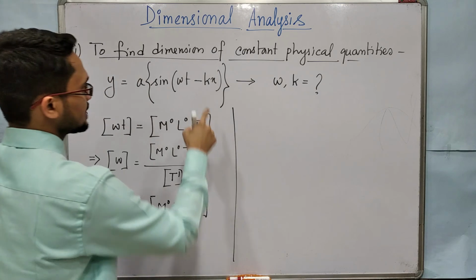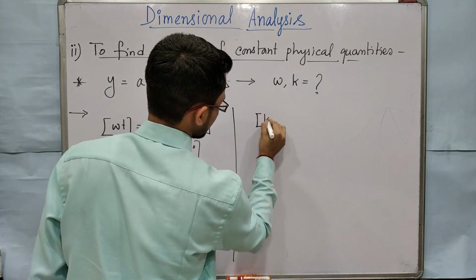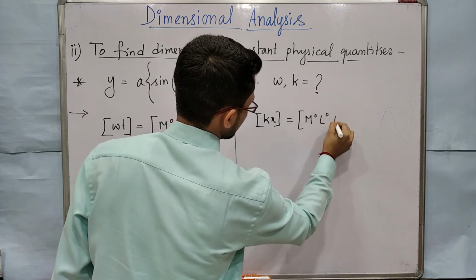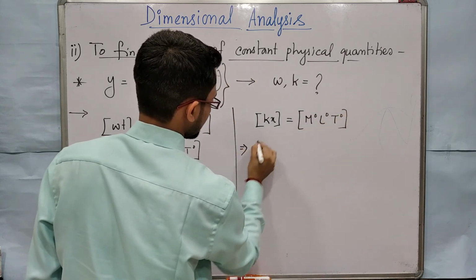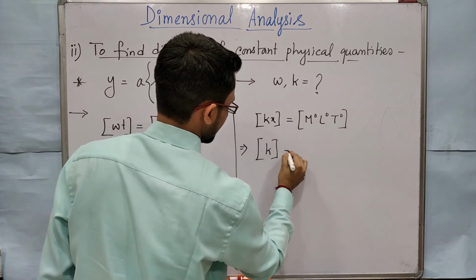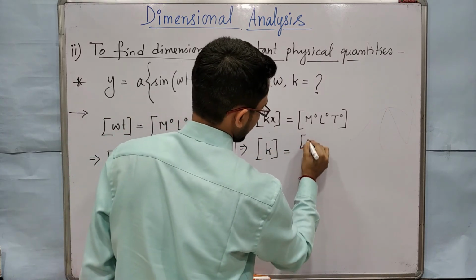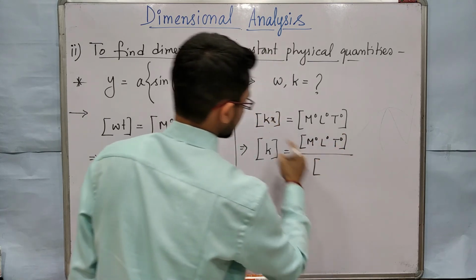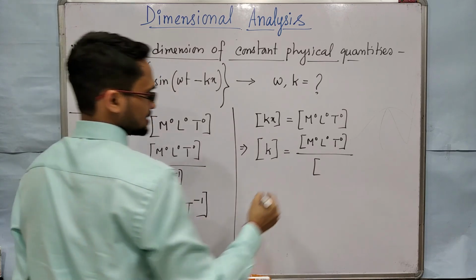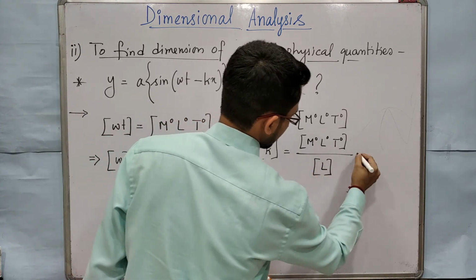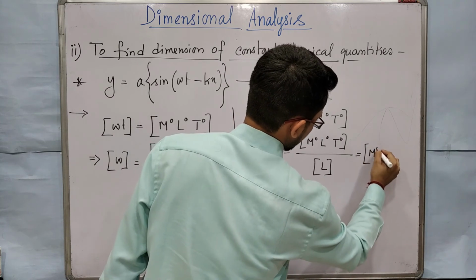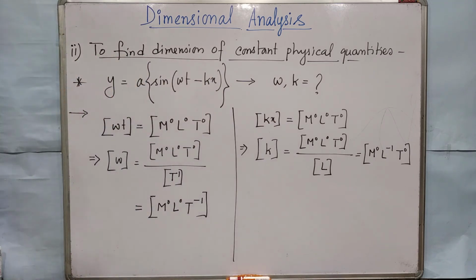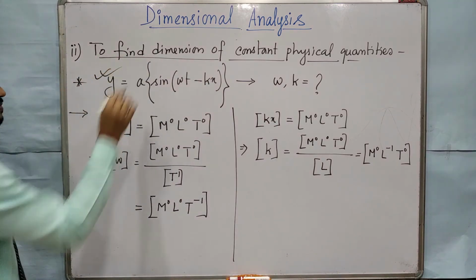Now come to the second part. kx also has no dimension, so kx equals M0 L0 T0. Then dimension of k will be M0 L0 T0 by dimension of x. x is the distance, so it will be L. When L goes up, it will be L minus 1 T0. Understand? So in this way you have to solve this kind of problem.